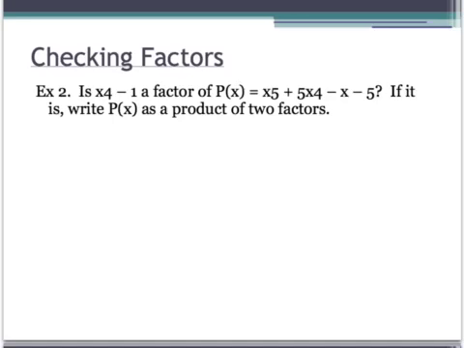So those are 4 factors of 10, 2 pairs. In order to check to see if I have factors here, I'm looking for, is the remainder going to be 0? If it is 0, then yes, x to the fourth minus 1 is a factor. So I'm going to need to check with division.